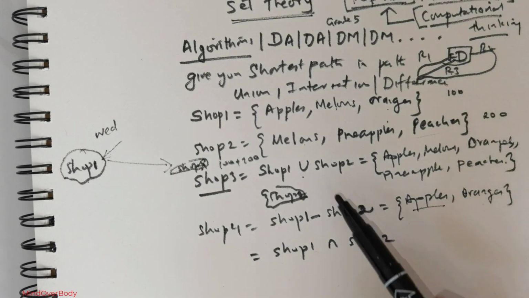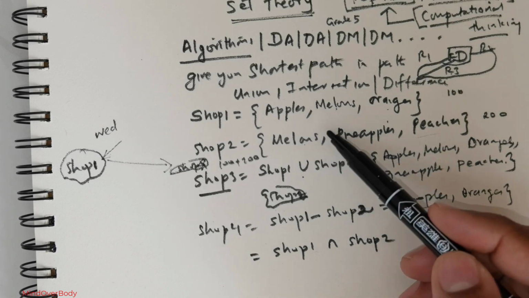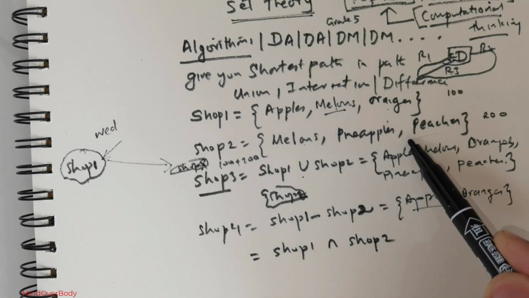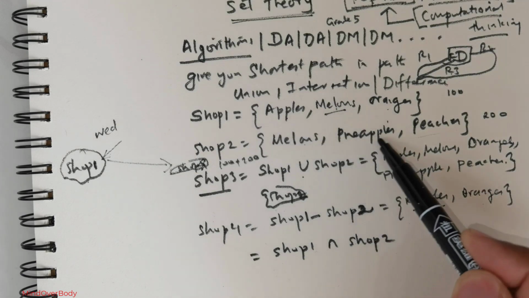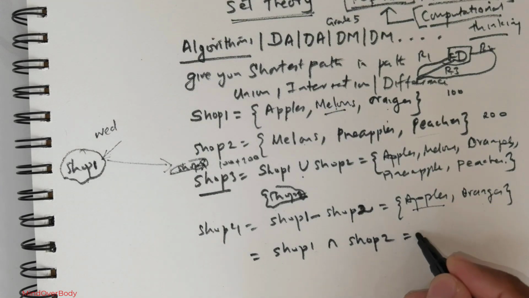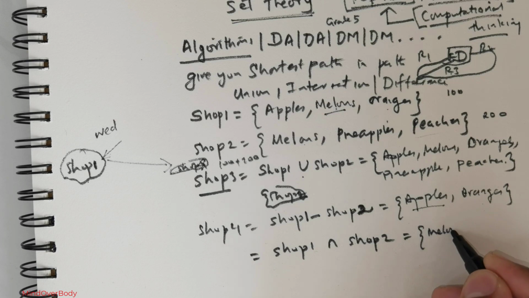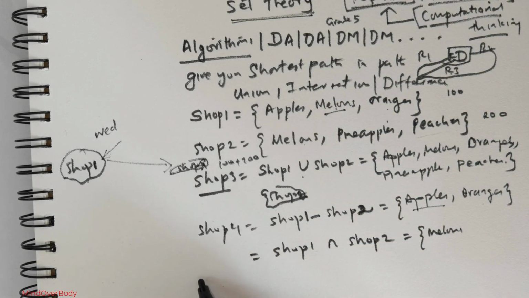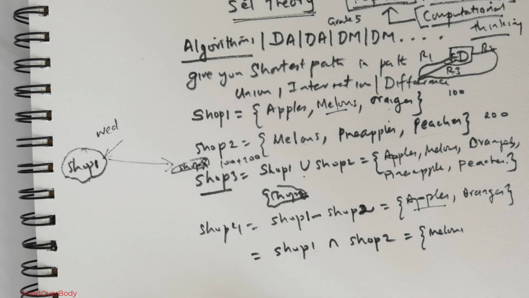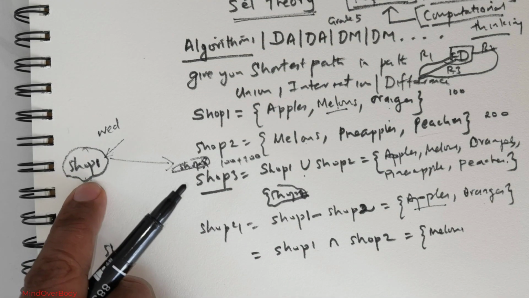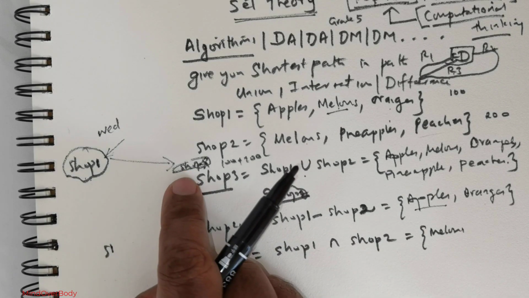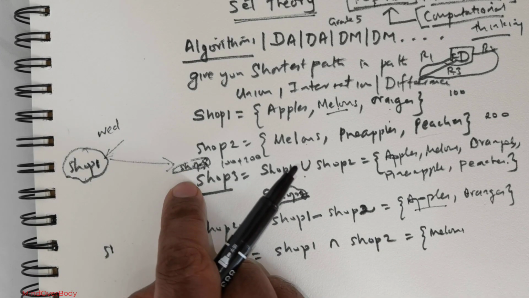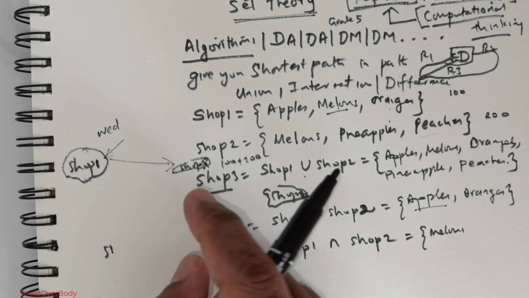So intersecting this, what is the common element? You got melons here. Is there anything else common? Nothing. So there is only one common element, and that is going to be melons. So if you want to get rid of a product that is available in shop 1 and in shop 2, then you can simply negate that element over here.